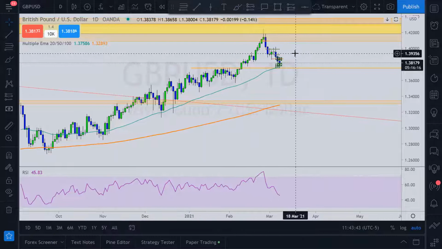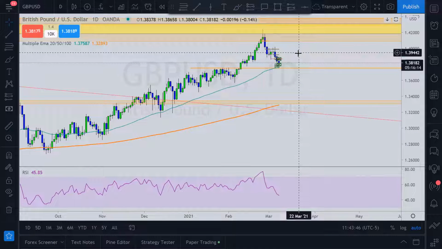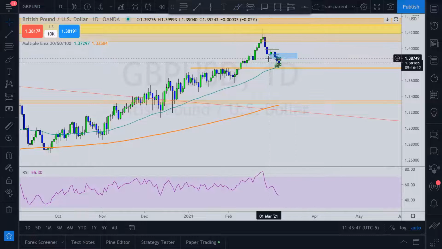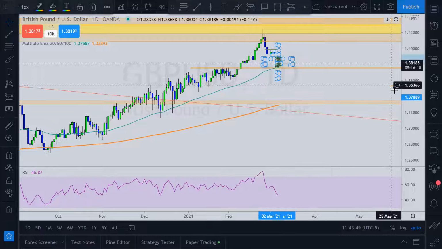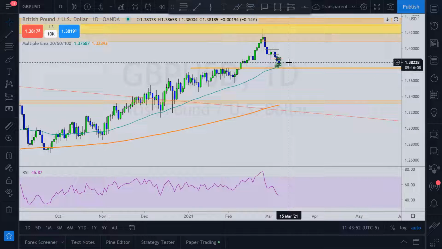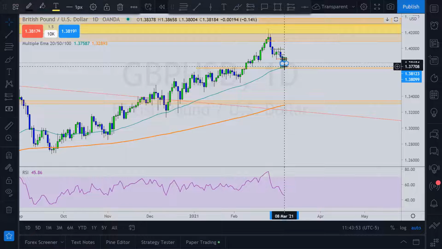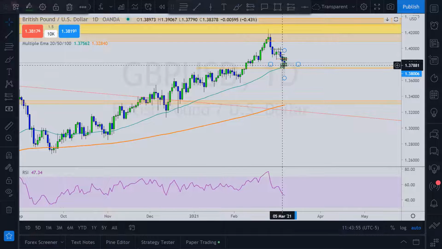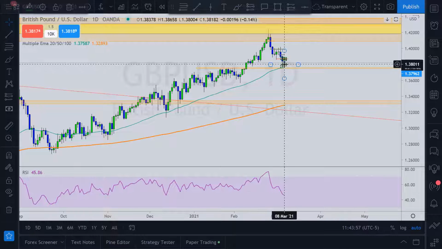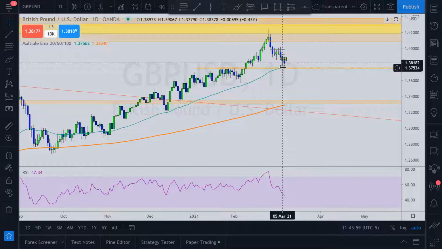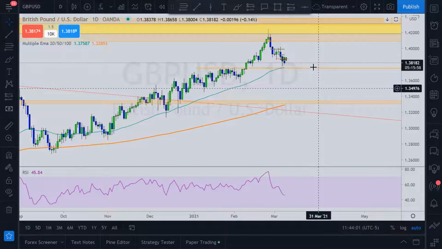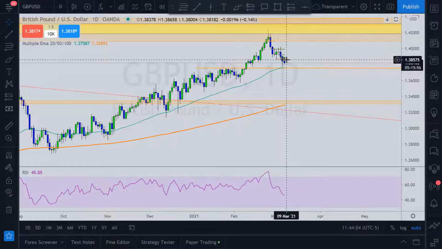So the RSI, I find works best. Oh man, I took too much out. I can't make out what's going on here. That's what it is. All right. Yeah, that's not looking too bad.